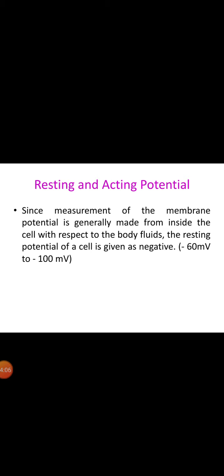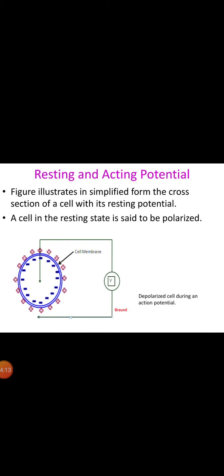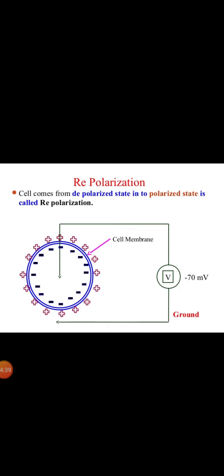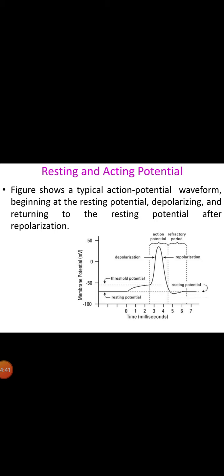Usually the action potential is about 20 millivolts. The positive potential of the cell membrane during excitation is called the action potential, and the cell that has been excited and displays an action potential is said to be depolarized. The process of changing from the resting state to the action potential is called depolarization. When the passage of sodium ions is stopped, the cell membrane reverts back to the original condition, and that is called repolarization. Repolarization can be seen in this diagram.